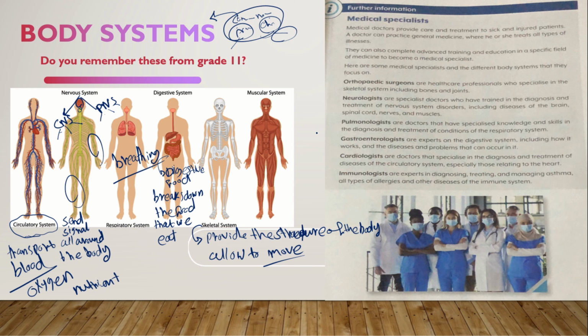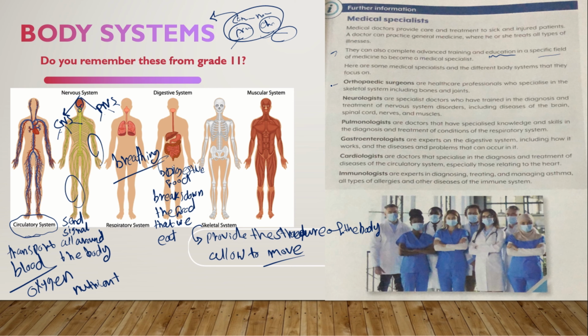Okay. Now we have further information on medical specialties. Medical doctors provide care and treatment to sick and injured patients. A doctor can practice general medicine where he or she treats all types of illness. They can also complete advanced training and education in a specific field of medicine to become a medical specialist. Here are some medical specialists and the different body systems that they focus on.